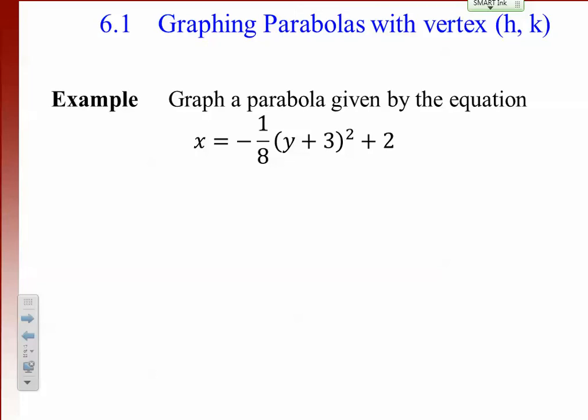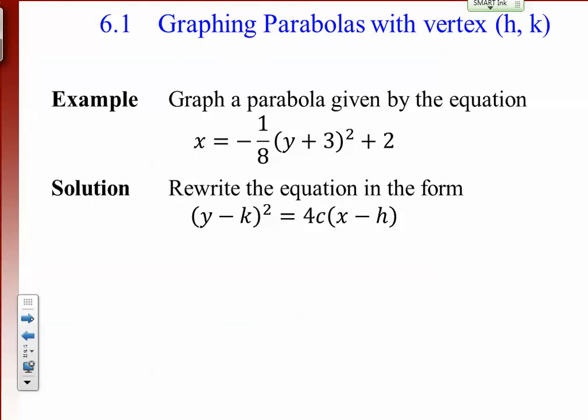So we know it's got the y squared part of it. So this is going to open up left or right, right? It's going to be one of those parabolas, and it's probably going to be offset by something. So we need to figure out where the vertex is and rewrite it in the standard form to figure out where the vertex is and what this value of c is, so we can put the focus at the right spot and the directrix also.